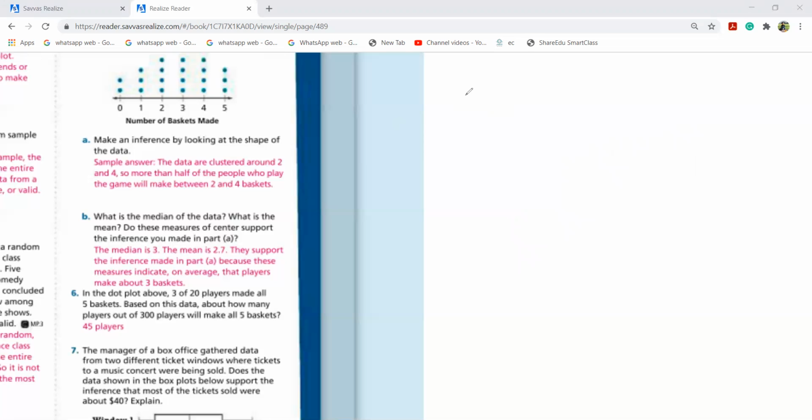3 of 20 players made 5 basketballs. 3 out of 20 made 5 basketballs. So out of 300, how many will make? So it is 20 over 3 multiplied by 300. Let us check what you get. That's not correct.